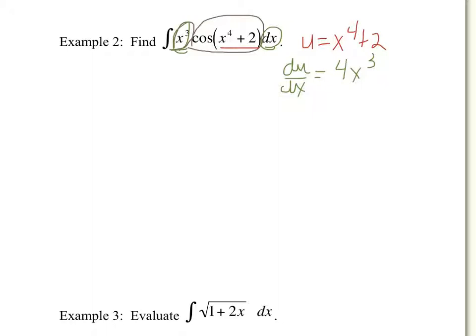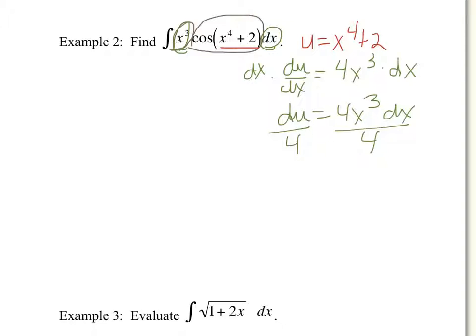In order for that to happen, I need to multiply both sides by dx. So I'm going to go ahead and multiply both sides by dx, and I'm close. I still have that 4 out front. So then I just go ahead and divide both sides by 4. So I get 1/4 of du would equal an x cubed dx. All right, now that we have the x cubed and the dx, which I needed, and I have the u, which I needed, we're ready to write the integral in terms of u.